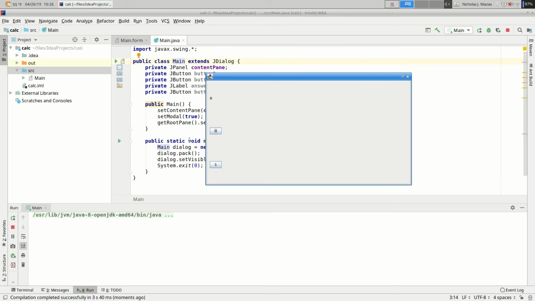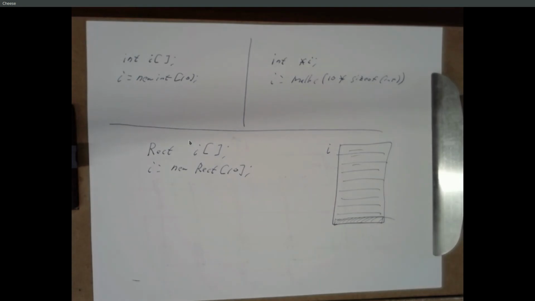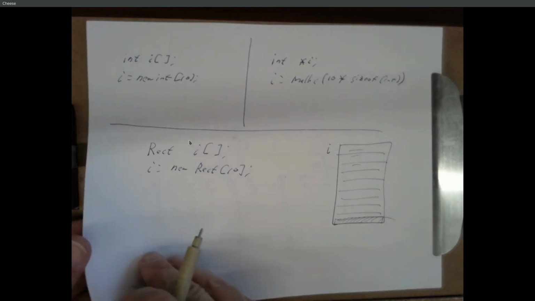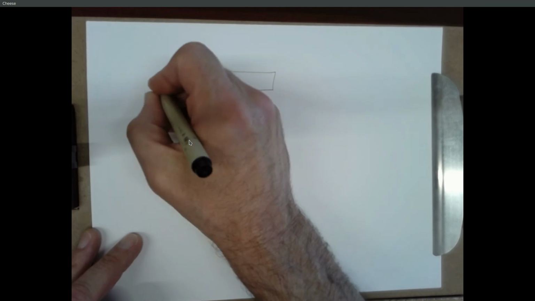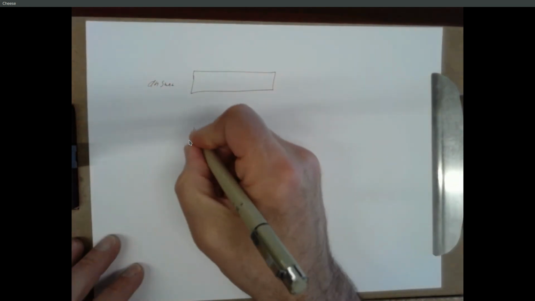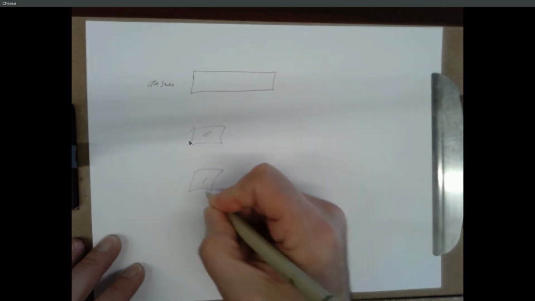So what do we want to have happen when we press the 1 button? We want a 1 to show up, and what if we press the 1 button again? So here's our answer. And we're just going to display this in binary for now. So here's a 0 and here's a 1.